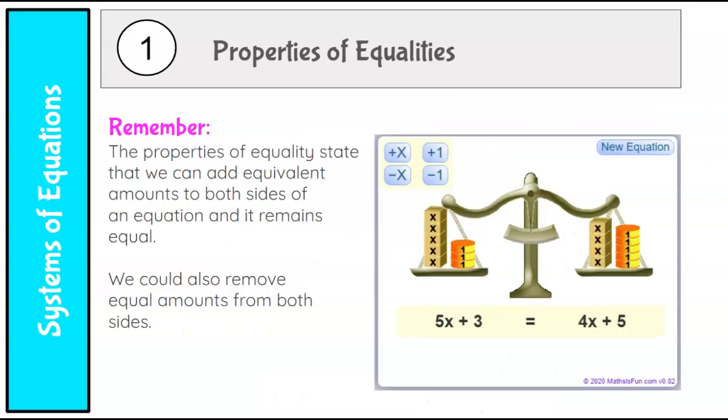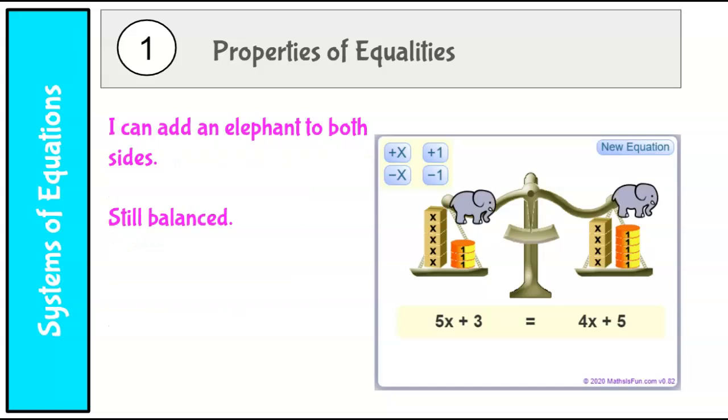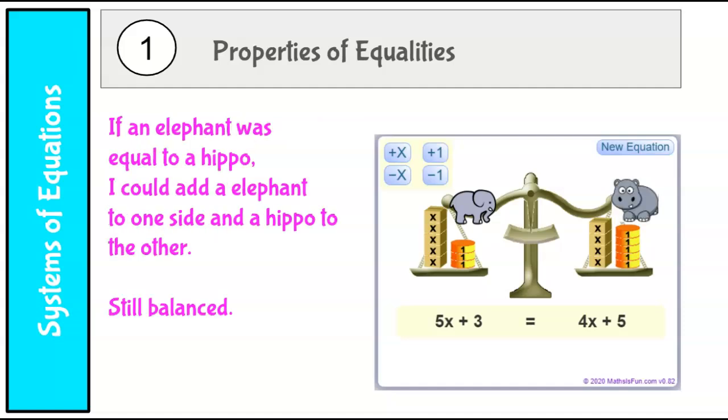Before we dive into the method of elimination, let's talk a little bit about why it works. So you'll remember back from linear equations that the properties of equality state that we can add equivalent amounts to both sides of an equation and it remains equal. We can also remove equal amounts from both sides. I can add an elephant to both sides of this scale, and as long as the elephant is the same weight on both sides, it's still balanced. If the elephant was equal to a hippo, I can add an elephant to one side and a hippo to the other. If they weigh the same, I can still add both of them to the same side, and it is balanced.